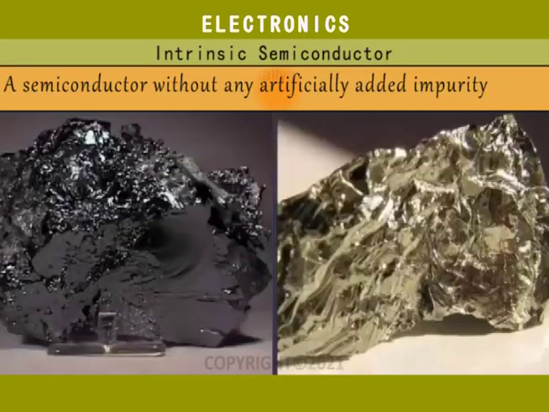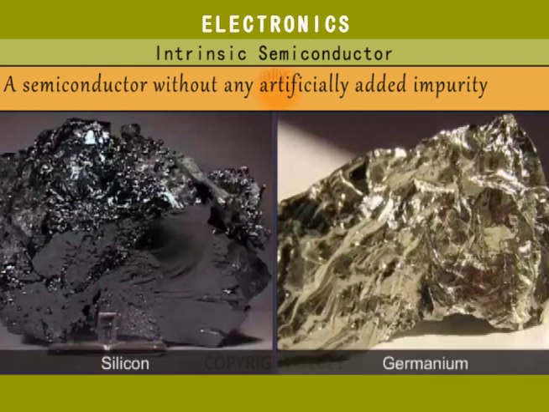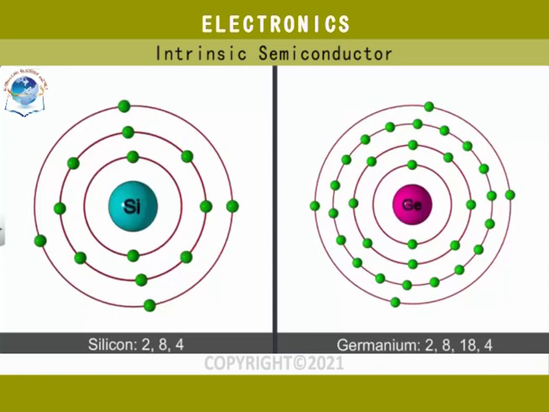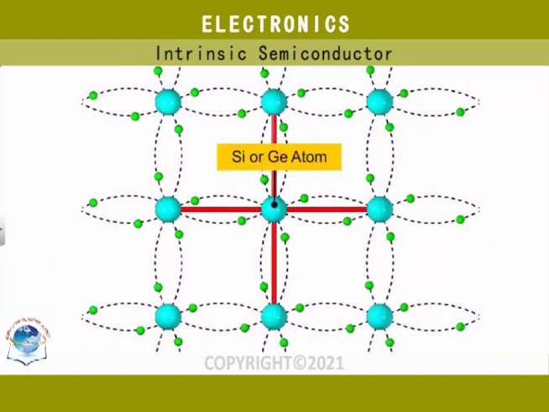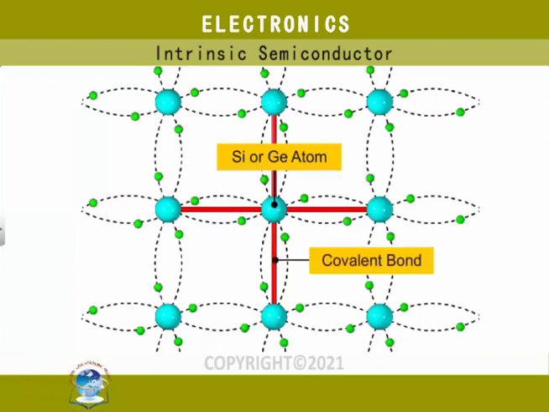Now, a semiconductor without any artificially added impurities is called an intrinsic semiconductor. Silicon and germanium, the two most commonly used semiconductors, are intrinsic semiconductors. Both silicon and germanium have 4 valence electrons. In crystalline form, each silicon and germanium atom uses its valence electrons to form 4 covalent bonds with 4 neighboring atoms.